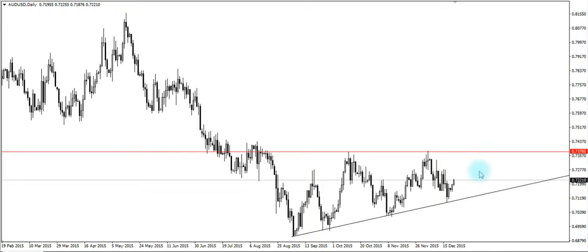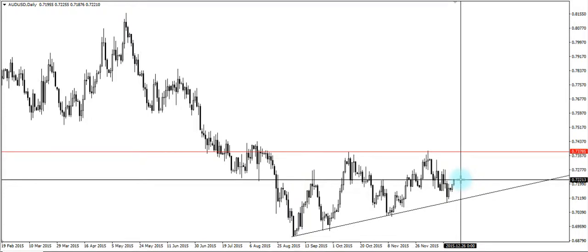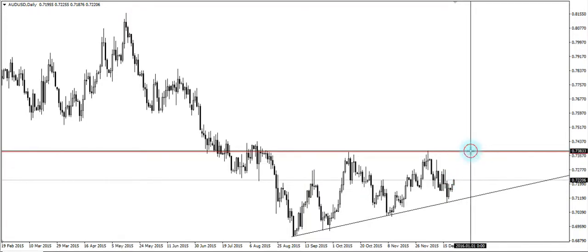Based on the technical chart itself, like I have explained, price is rebounding off from the bottom of the ascending triangle. It does point towards a higher, or rather a stronger, Australian dollar against the US dollar, at least for the time being. So it would be a good time to go for the sell only when it reaches the key resistance level right here at 0.7378.